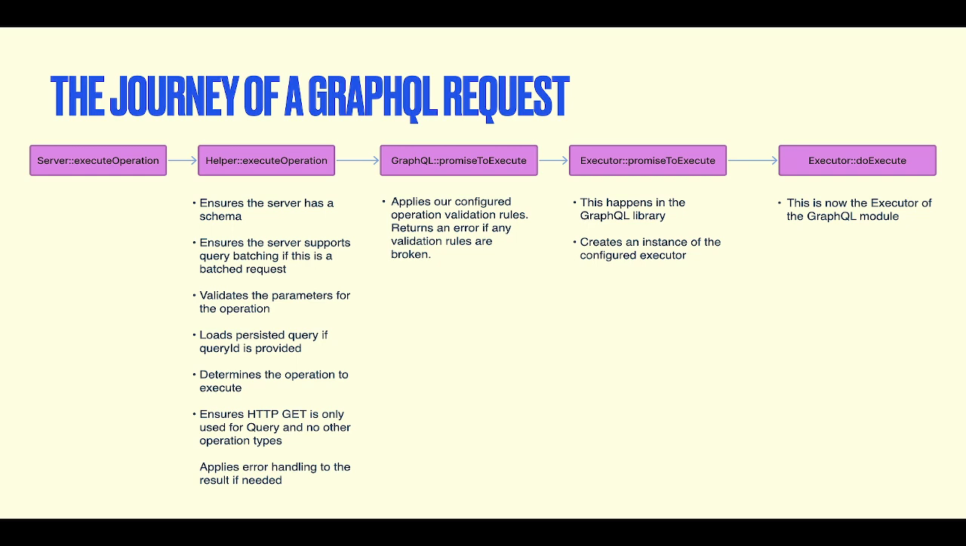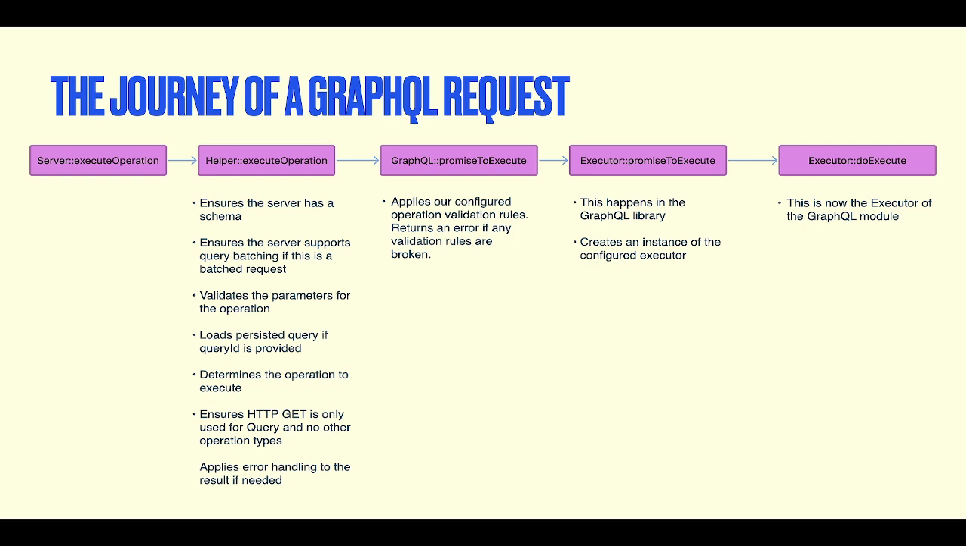And this does a few things for us. It ensures that we've properly set a schema, ensures that the server supports query batching if this is a query batched operation, validates the parameters against those validations that we set, determines the operation to execute, makes sure that if it's a GET request, we only do query operations because mutations require POST, and any error handling is applied here as well. Next up, it'll call into the GraphQL class promise to execute. Sorry, that will actually apply our validation and call on to the executor promise to execute.